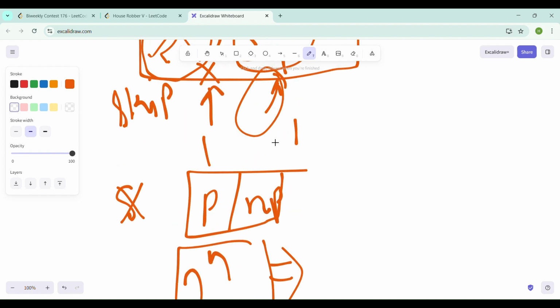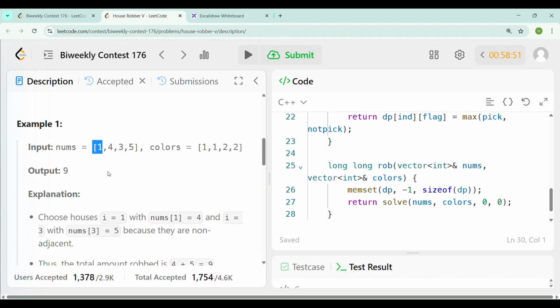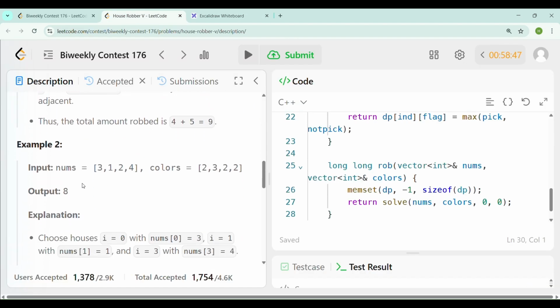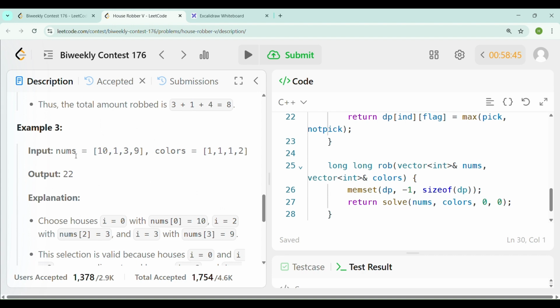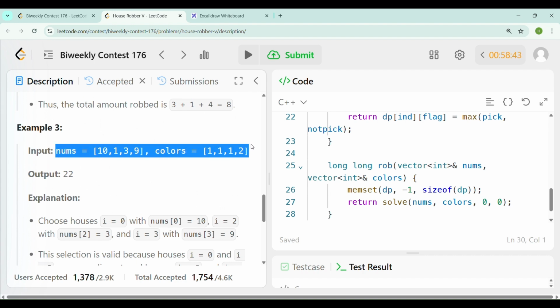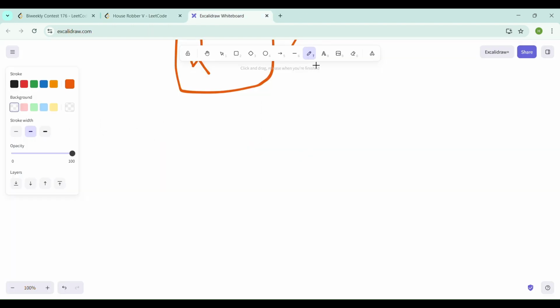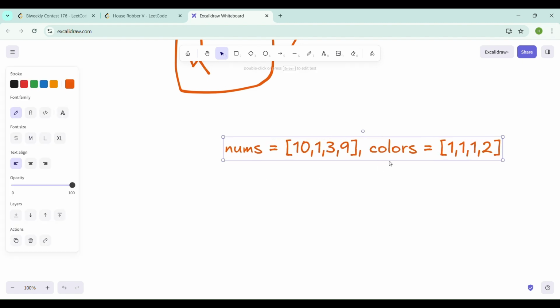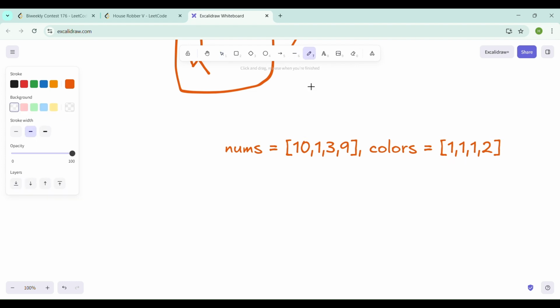But let us say that there were houses. Let's take this example. It is a great one. The third example was a great one. This made me understand many things, right? Let's now zoom in.